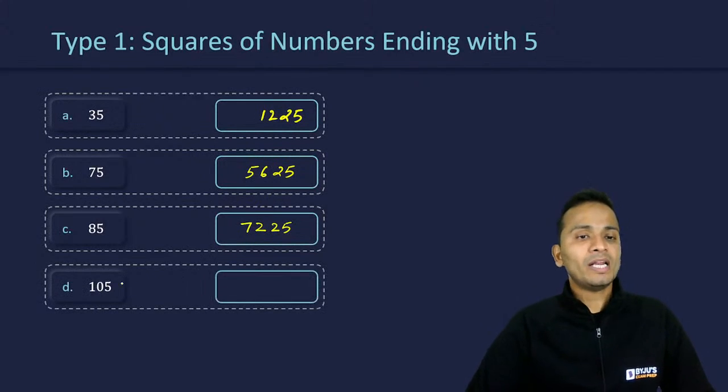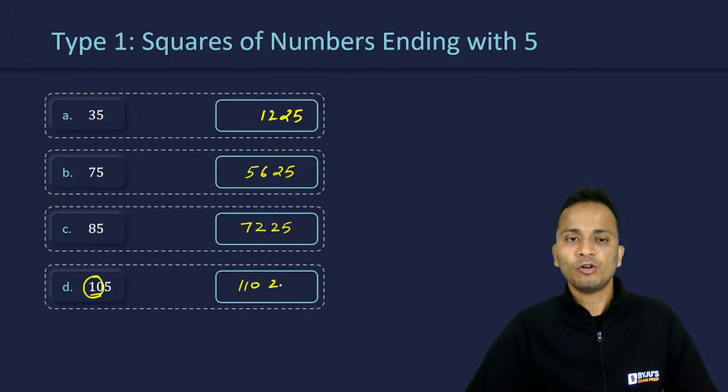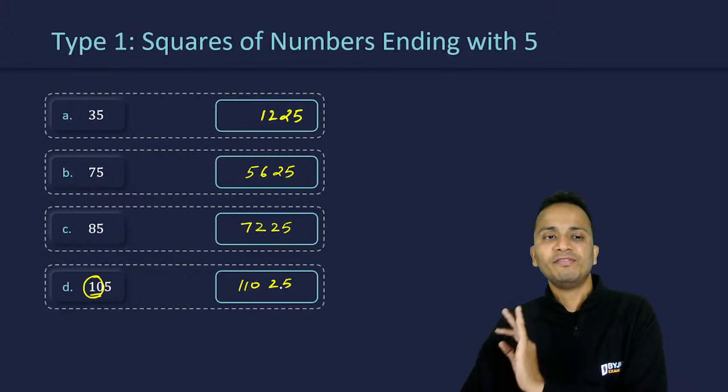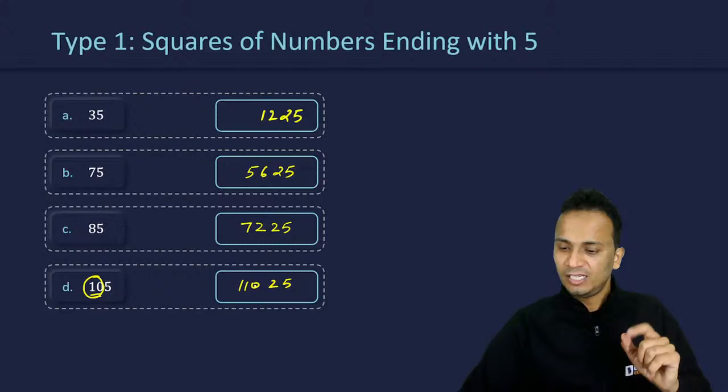Part D, 105. You can treat this as the number 10. 10 multiplied by 11 will be 110 followed by 25. So 11025 will be the answer. Let's take one more.